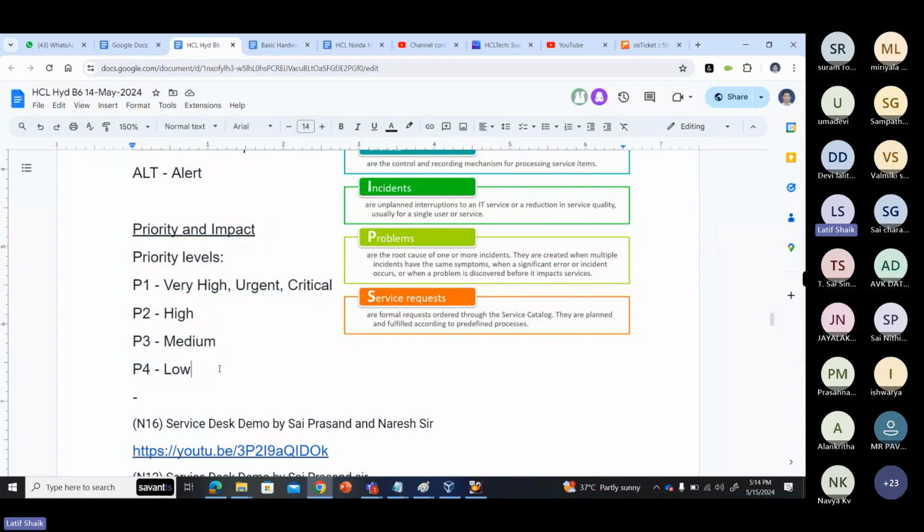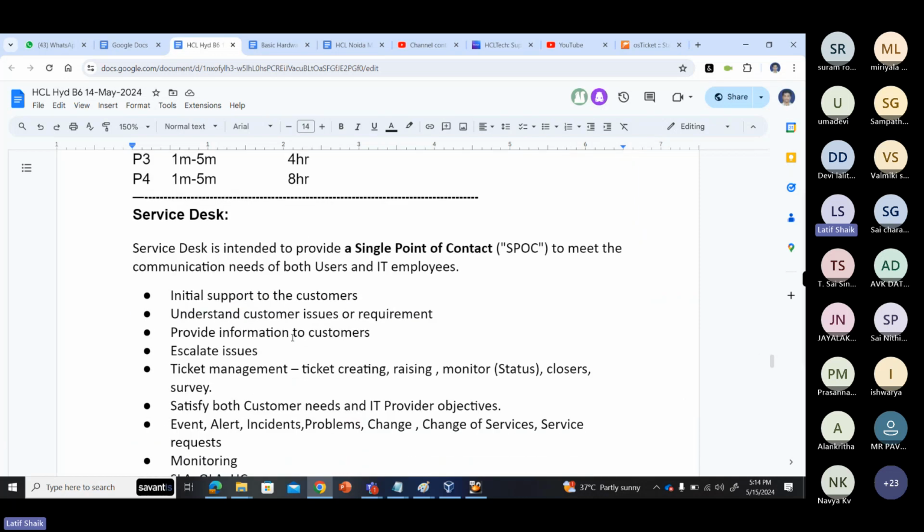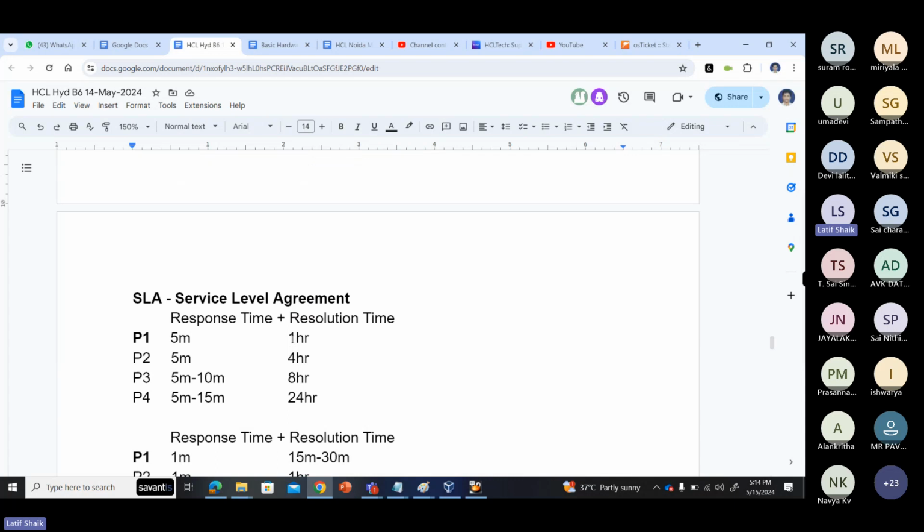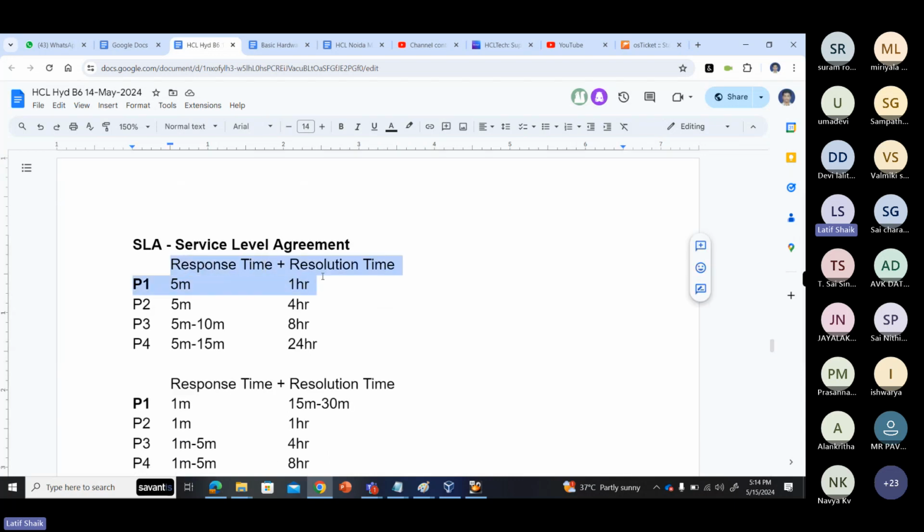Each ticket has a specific priority, depending upon the impact of the issues. We have to level up these priorities depending upon the impact. Okay. So based on the priority, there is a response time and a resolution time, right? So for example, I have taken this response time and resolution time.